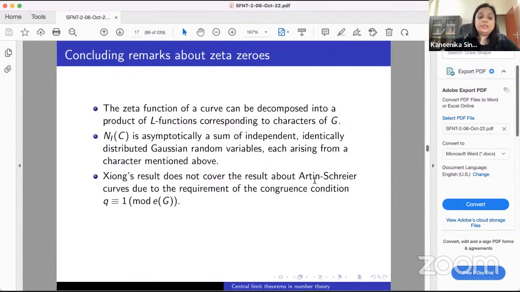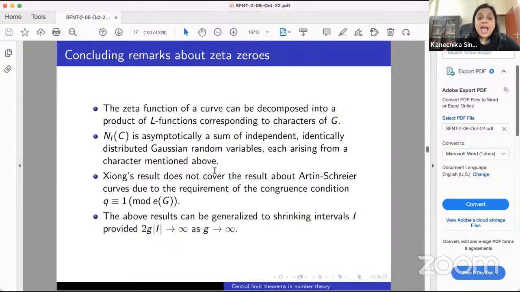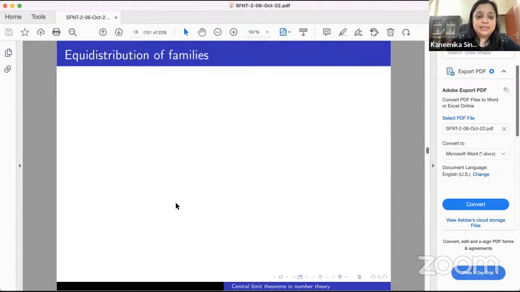And one little remark, Xiong's result does not cover the result about the Artin-Schreier curves because of the requirement of this congruence condition in his theorem. So there is something more happening in the Artin-Schreier family. And the above results can also be generalized to shrinking intervals. So we were taking an interval I and fixing it, but now we can also, as our families go to infinity, parametrize our intervals in such a way that their lengths become smaller and smaller, but in a controlled manner. The length of I may be going to 0, but 2g times the length of I must go to infinity. So this is another generalization of the central limit theorems here.